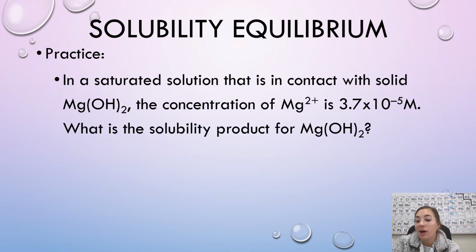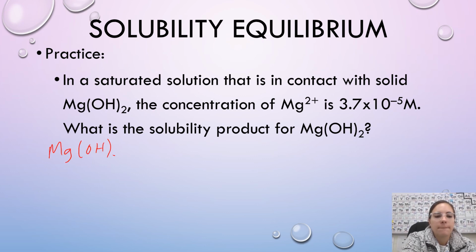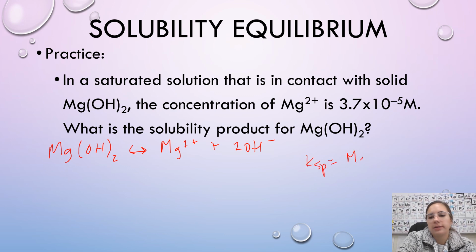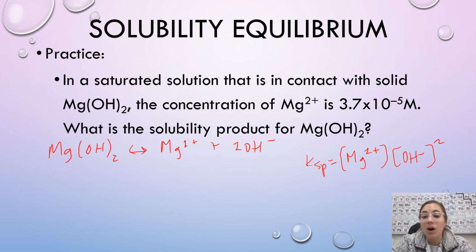So here's an example. I would pause, try it on your own, and then resume. So we have magnesium hydroxide, which dissolves into magnesium and 2 hydroxides. So the KSP is magnesium concentration times hydroxide concentration squared. I would always write this out so you don't forget that.